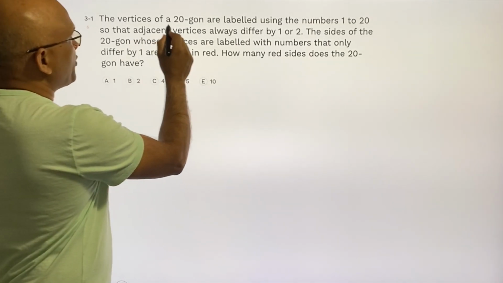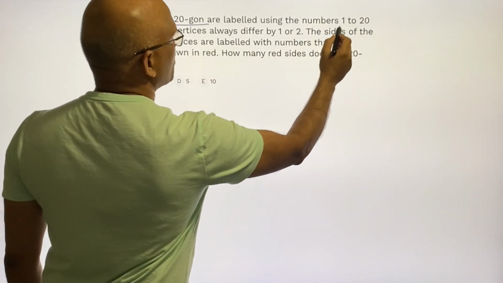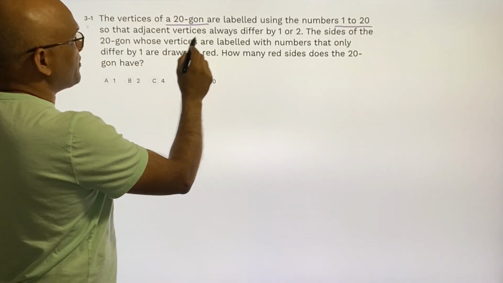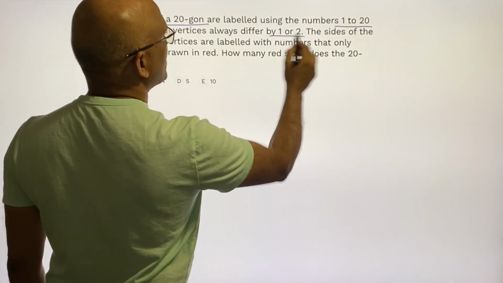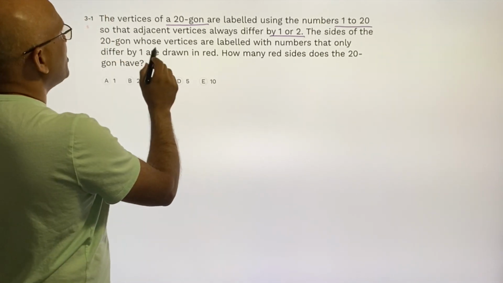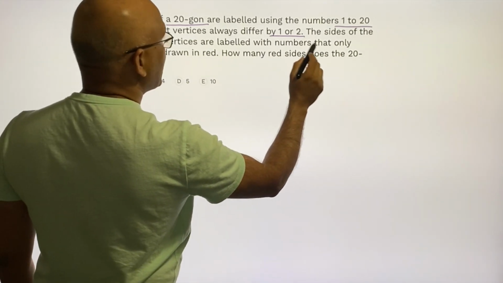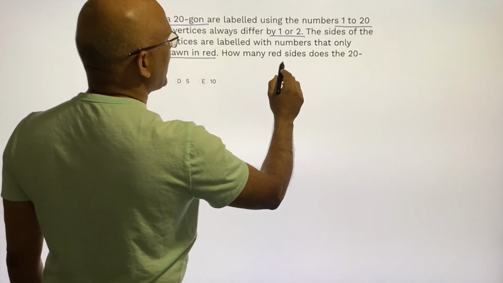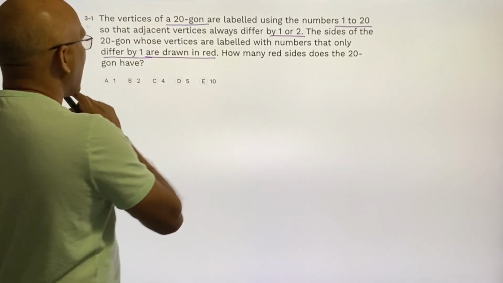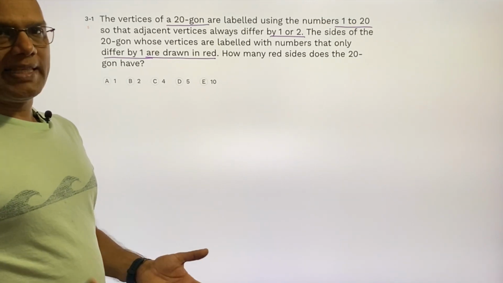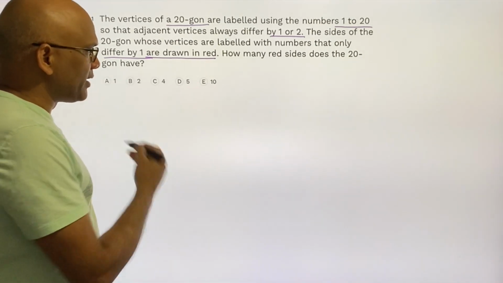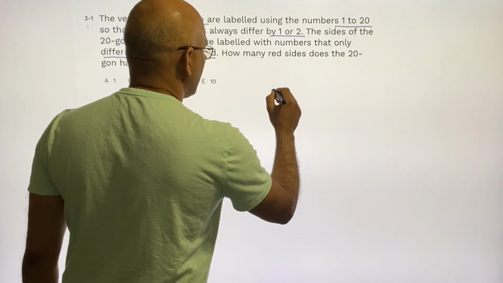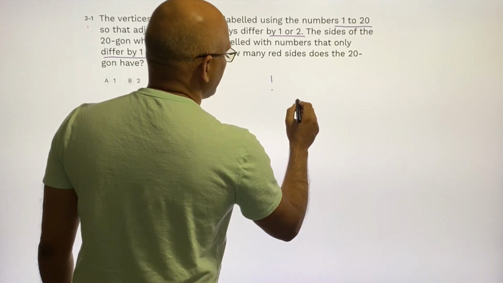The vertices of a pentagon are labeled using the numbers 1 to 20, so that adjacent vertices always differ by 1 or 2. The sides of the pentagon whose vertices are labeled with numbers that only differ by 1 are drawn in red. How many red sides does the pentagon have? So pentagon basically is a 20-sided polygon, right? So let me start numbering it. We call it 1, and then 2.